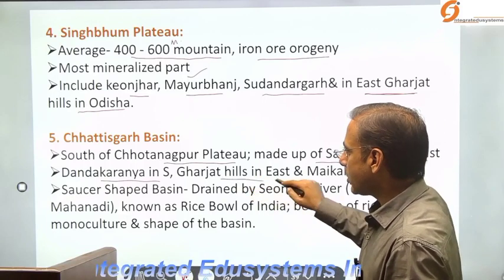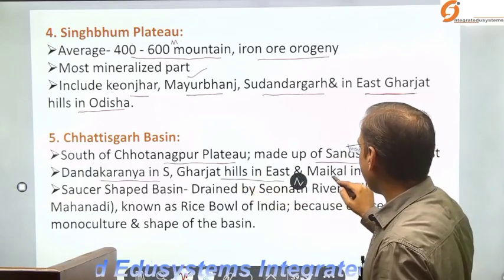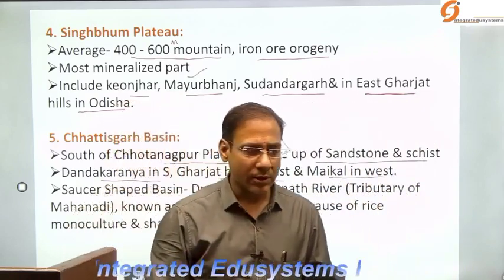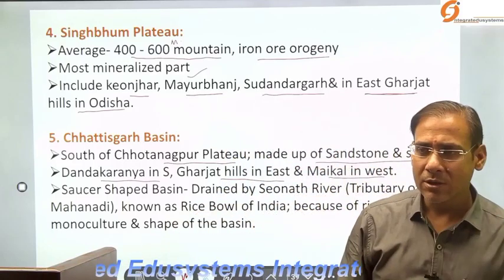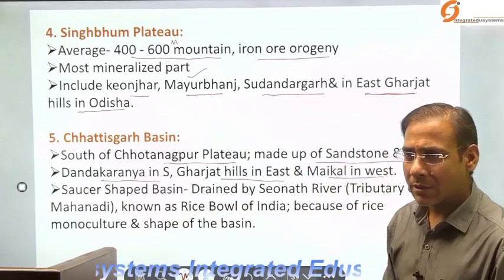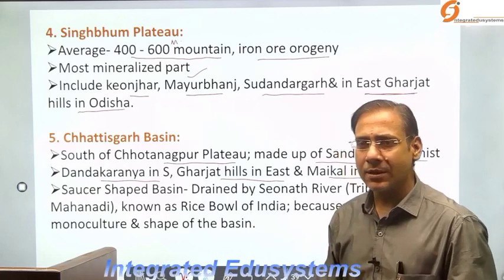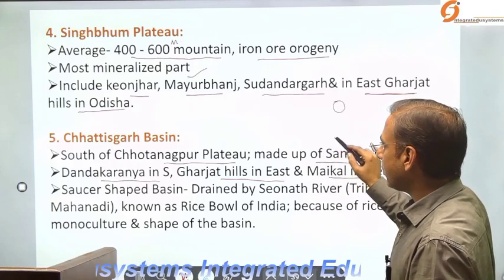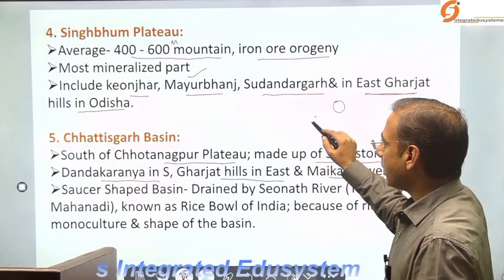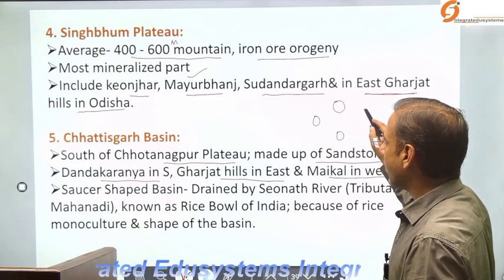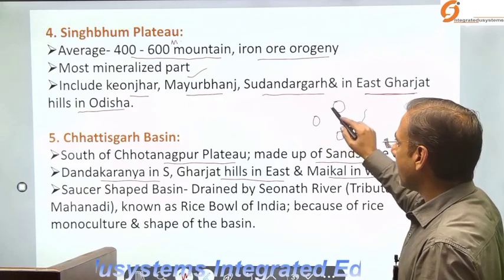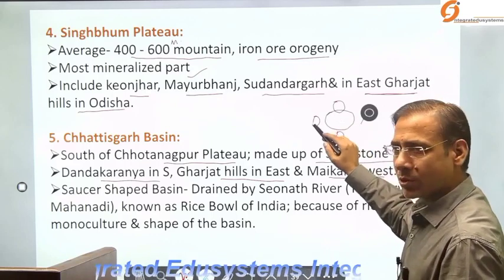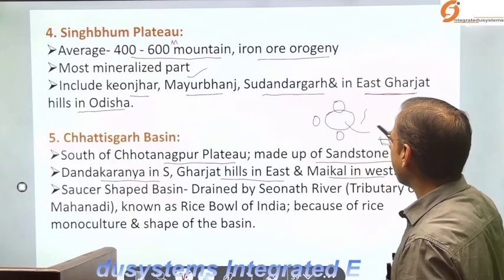Garjat Hills in the east in Odisha, and Maikal in the west. So what is the boundary? Chotanagpur in the north, Dandakaranya in the south. On the western side there are Maikal and Amarkantak, as you know, and in the east there are the Garjat Hills. इनके बीच में एक साइड में छोटा नागपुर हो गया, दूसरे साइड में दंडकारण्य हो गया, इधर मैकाल और अमरकंटक हो गए, और इधर गर्जत हिल्स हो गए. तो ये बाउंड्रीज बनाते हैं. बीच में ये जो डिप्रेशन है, लो लैंड एरिया, इसे आप कहते हो छत्तीसगढ़ बेसिन.